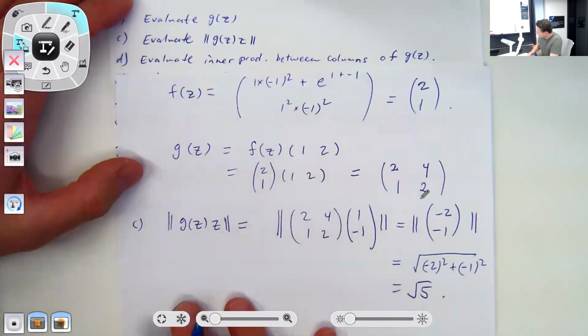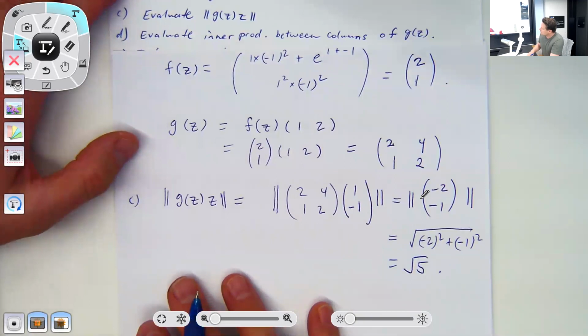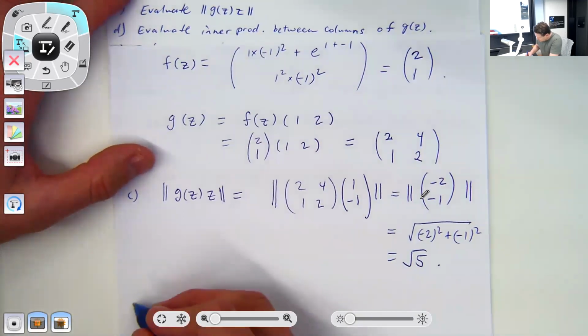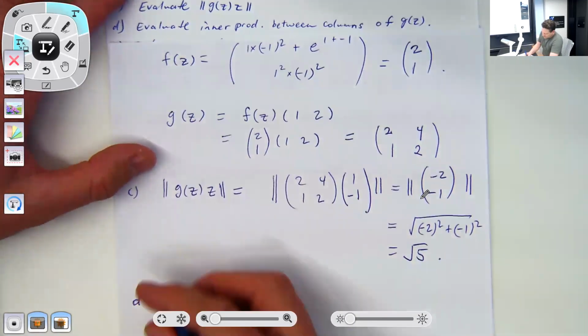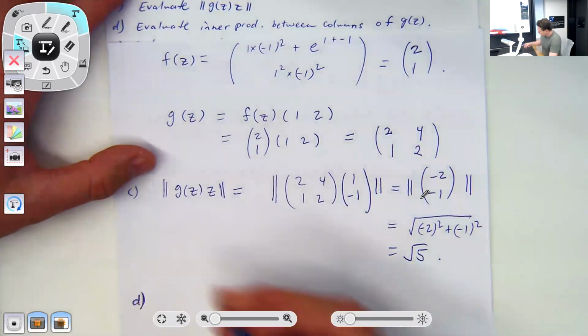Now let's do D, which says to evaluate the inner product between the columns of G of Z. Now, sometimes this is called a dot product.